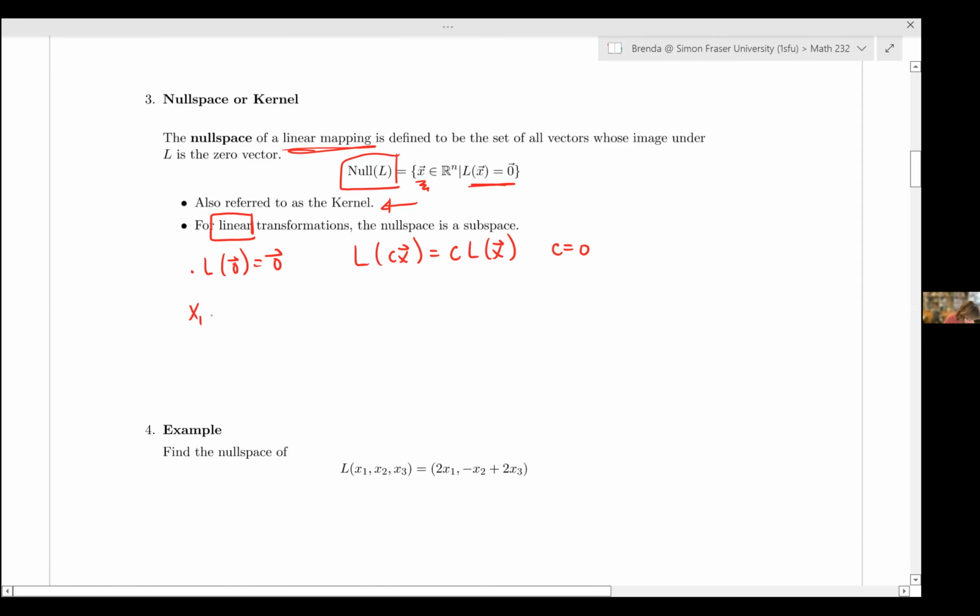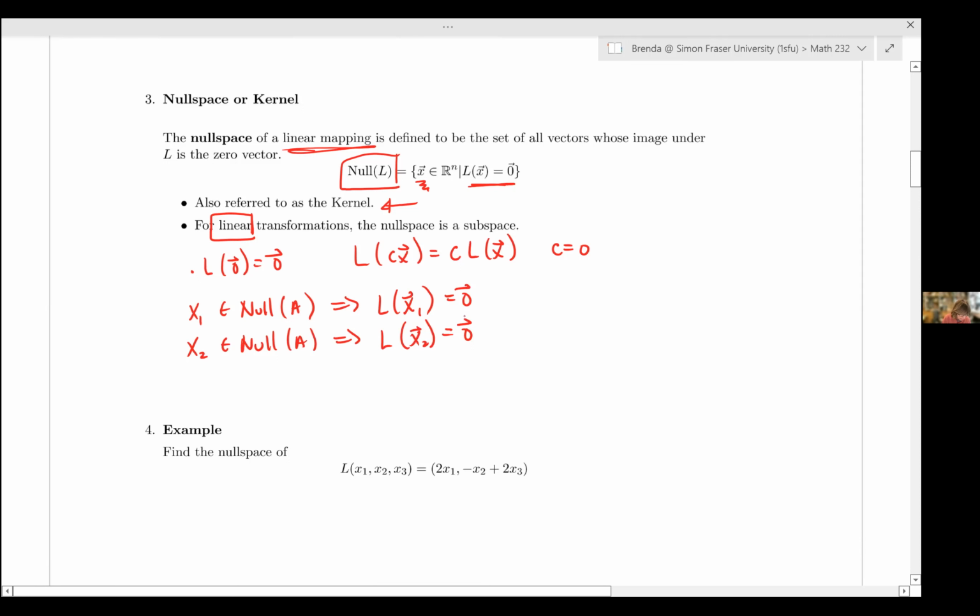And if I was to choose, for example, x1 in the null space, we know that there is at least one vector in the null space, the 0 vector. Okay, so now I'm going to pick x1 in the null space of L. That means, because it's in the null space, that when I apply the linear transformation to it, I will get the 0 vector. Now I pick some other vector which is in the null space, and when I apply the linear transformation to that, I will also get the 0 vector.